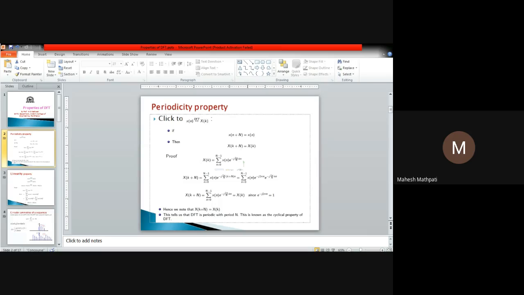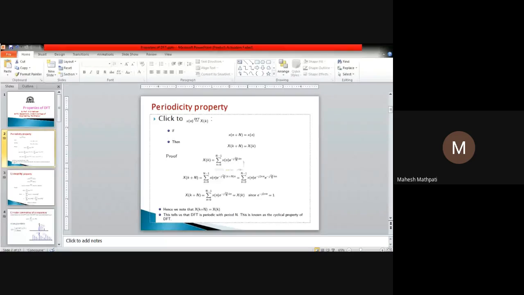we have a periodicity property. Hope you are all writing the statements also. This first part you write as a statement. If you take a DFT of x of n, then we are getting the answer as X of k. If we have x of n plus N equals x of n, then X of k plus N equals X of k. Let us prove this property.